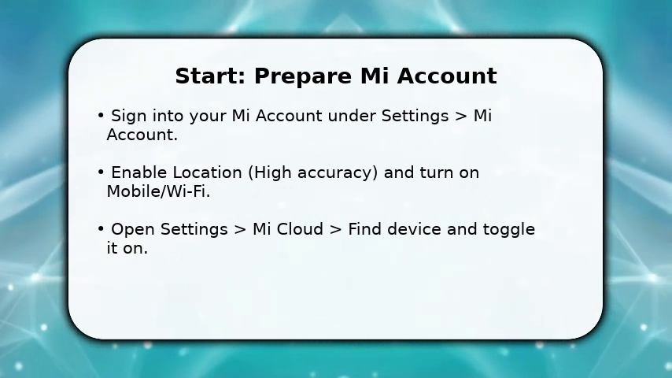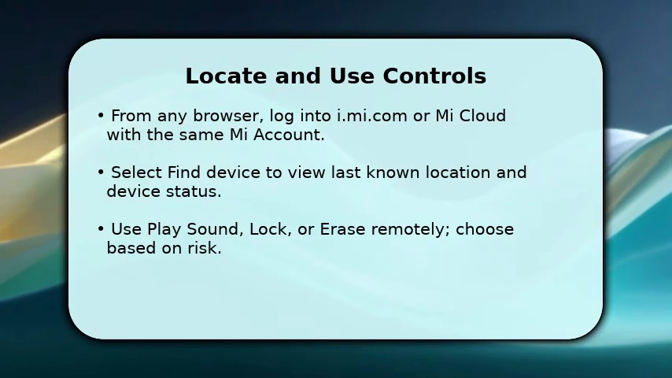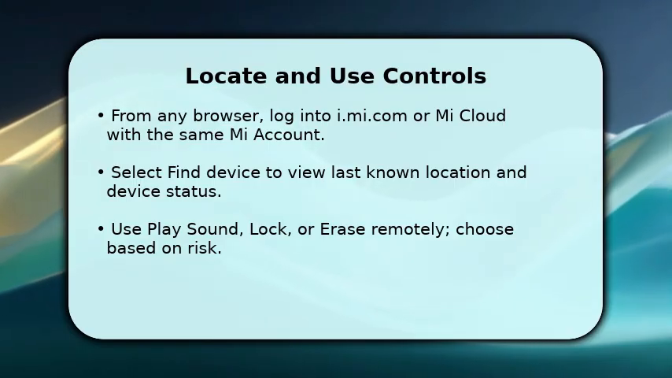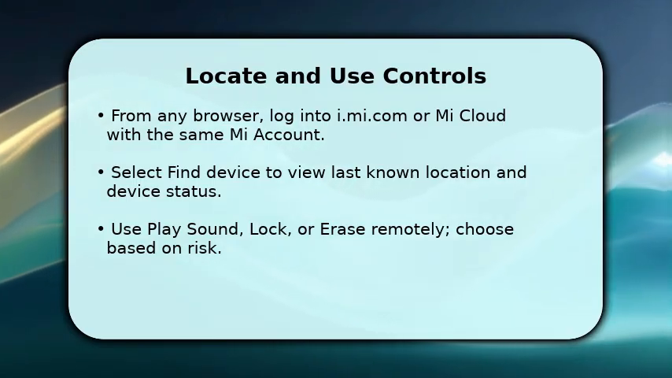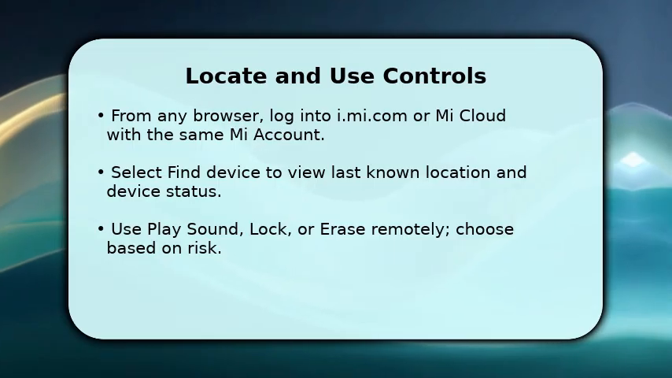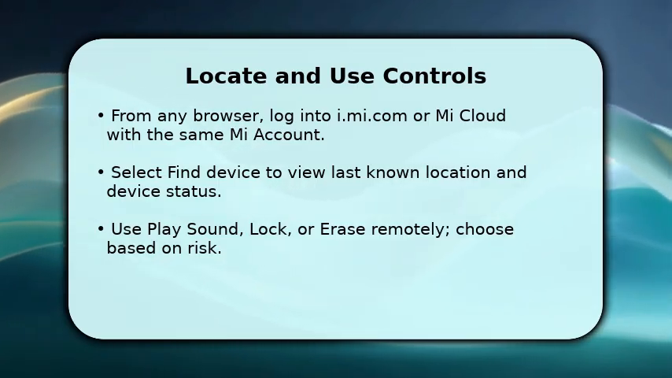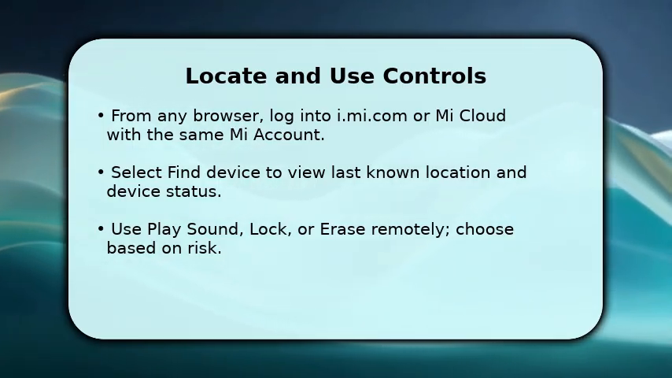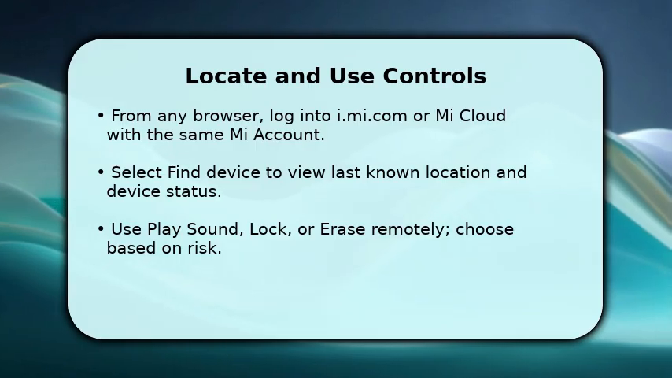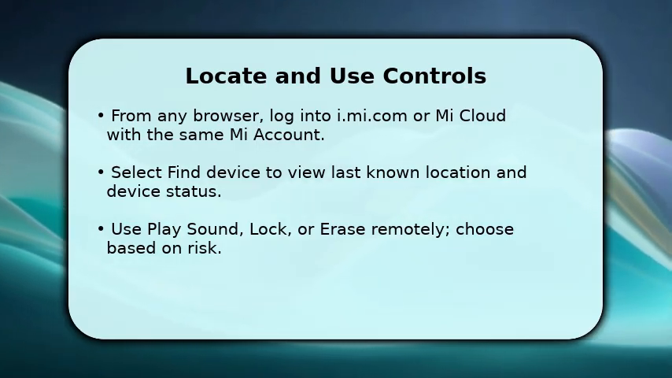You now locate and control the Redmi. From any computer or another phone, sign into My Cloud with the same My account. Once in, click Find Device to see the phone's last reported position on the map. If it's nearby, use Play Sound to ring the phone. If it's lost in public, use Lock to display a message and prevent access.